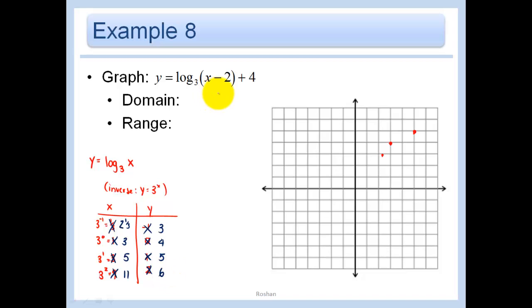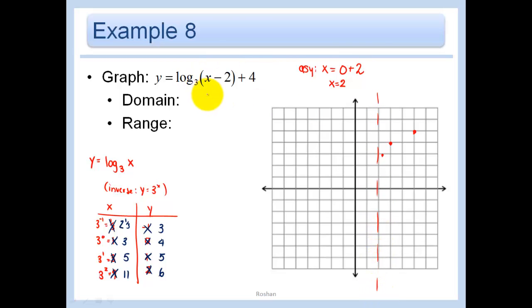Now where is my asymptote? My asymptote used to be at x equals 0, but now we're moving it 2 units right. And the reason I knew to look at the x stuff was because my asymptote was at x equals 0, signaling me to look at x stuff. So my asymptote is going to be at x equals 2 now, here.